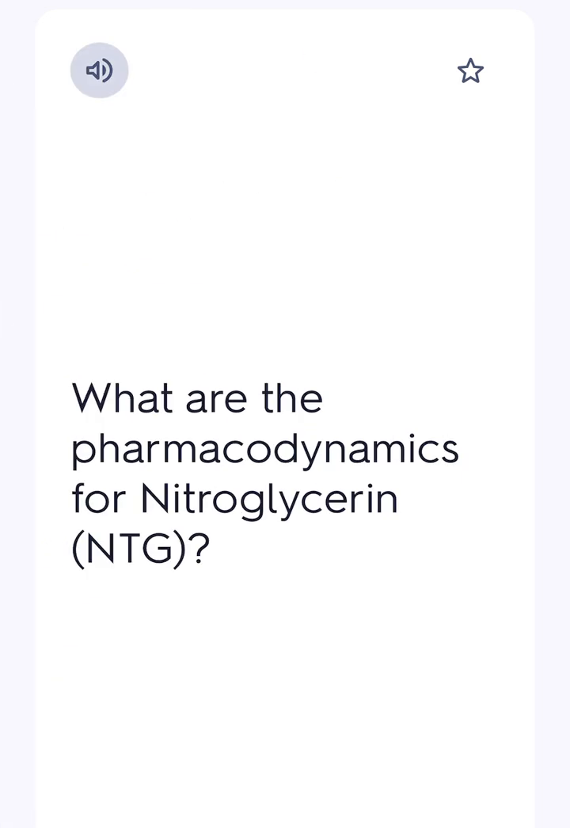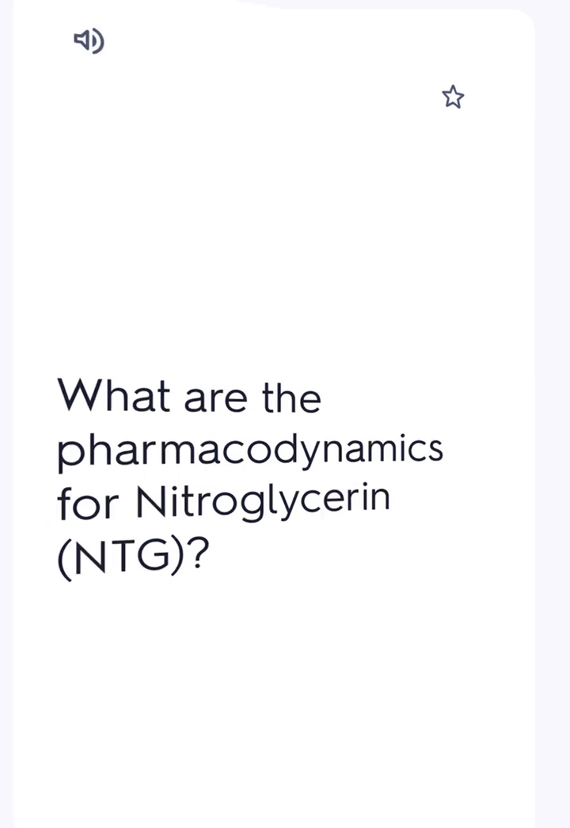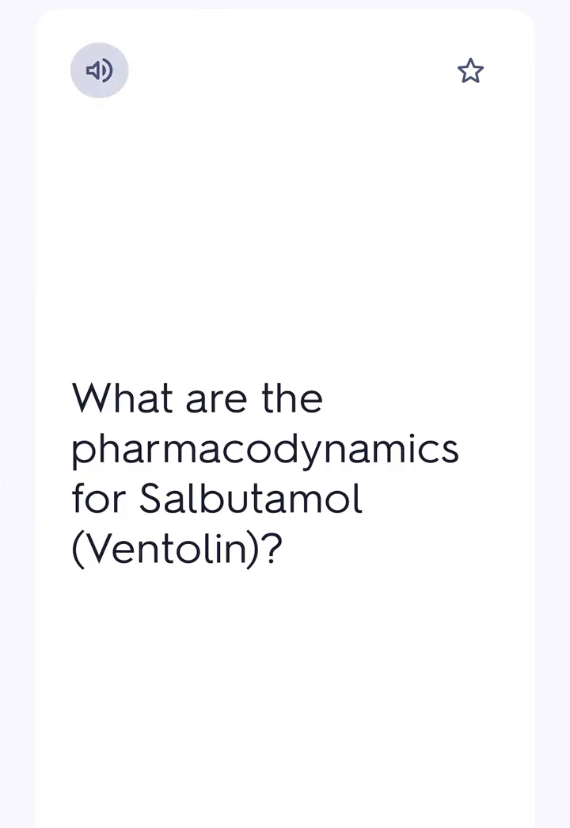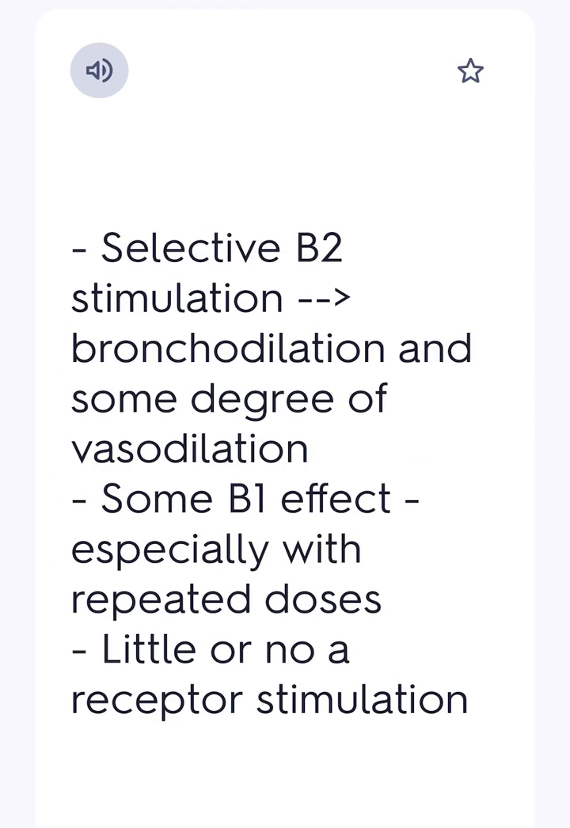What are the pharmacodynamics for nitroglycerin? What are the pharmacodynamics for salbutamol? Selective B2 stimulation, greater than bronchodilation and some degree of vasodilation, some B1 effect, especially with repeated doses, little or no receptor stimulation.